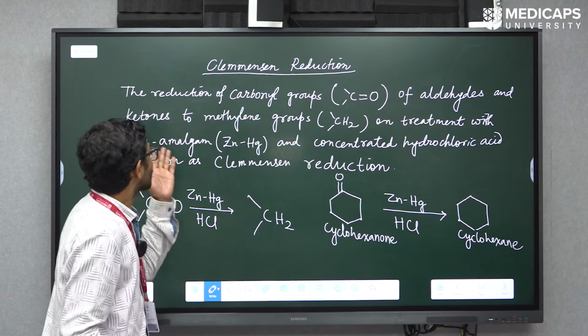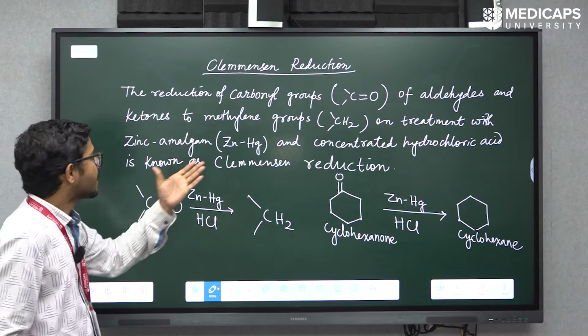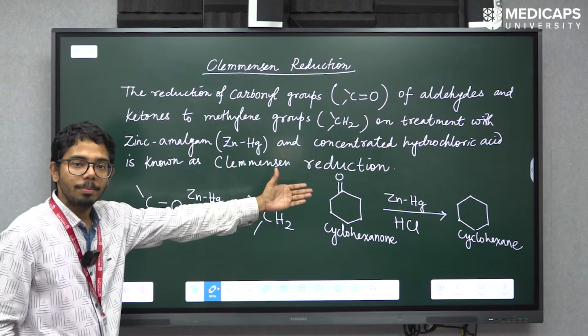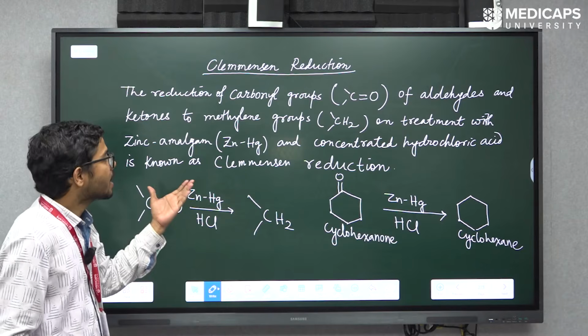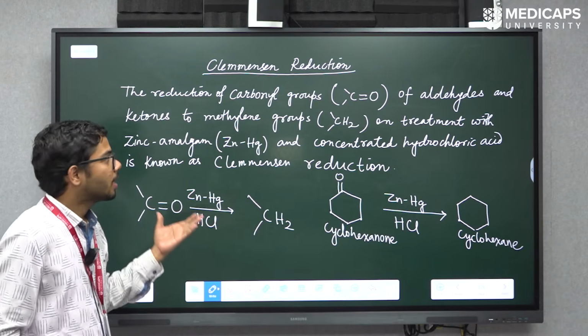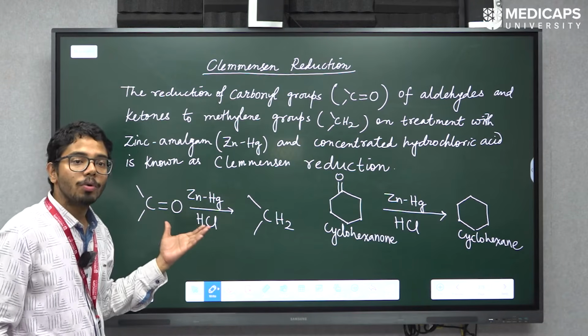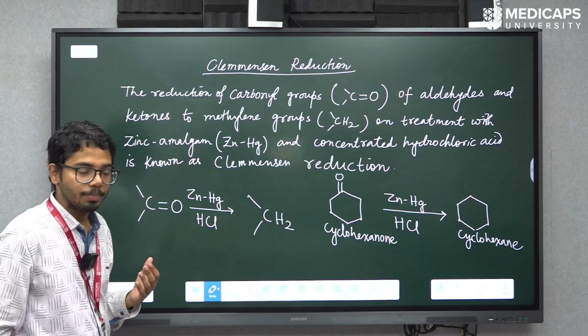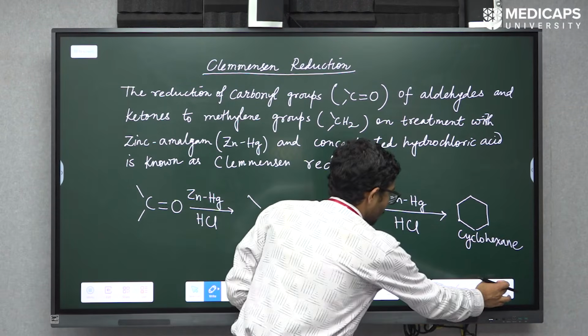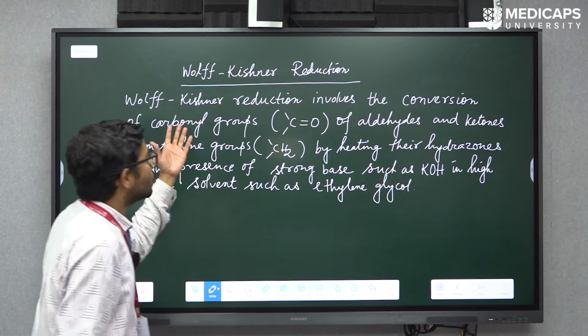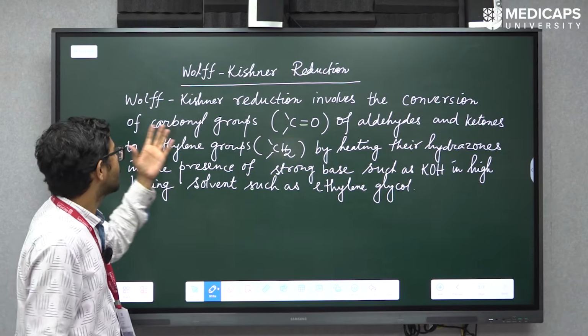Now, this reaction is carried out in acidic medium. So if my substrate contains some acid-sensitive groups, we cannot go for Clemmensen reduction. For this reason, another reaction was devised, which is known as Wolff-Kishner reduction.